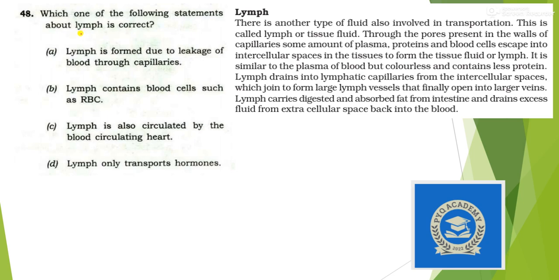Which one of the following statements about lymph is correct? There is a passage given in chapter 6, Life Processes, of class 10. Let's read: there is another type of fluid also involved in transportation, called lymph or tissue fluid. Through pores present in the walls of capillaries, some amount of plasma, protein and blood cells escape into intercellular spaces to form this tissue fluid known as lymph. So lymph is formed due to leakage of blood through capillaries.